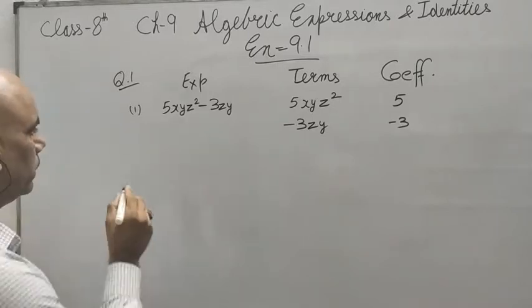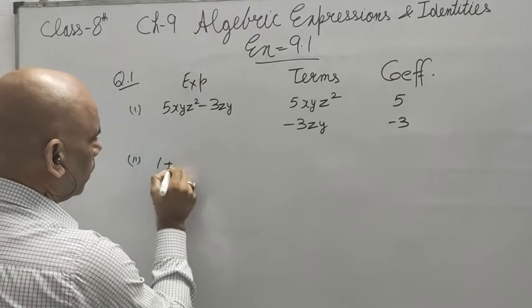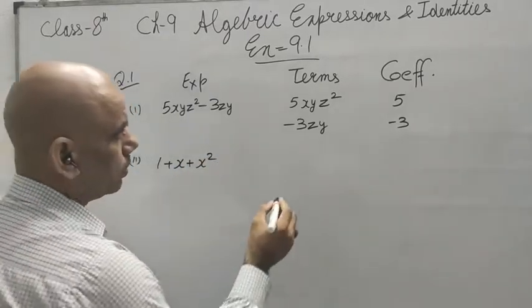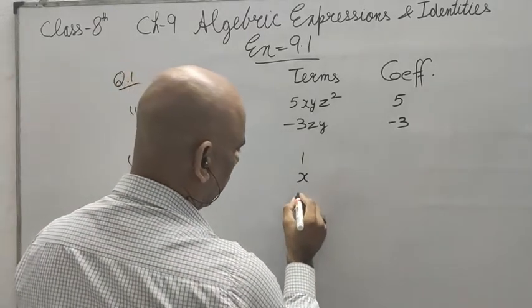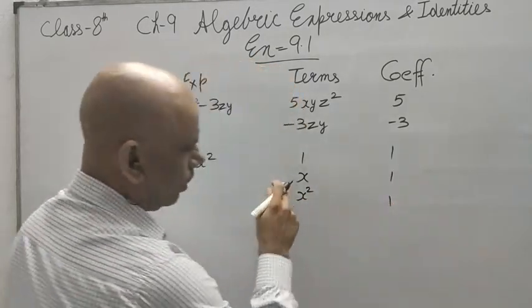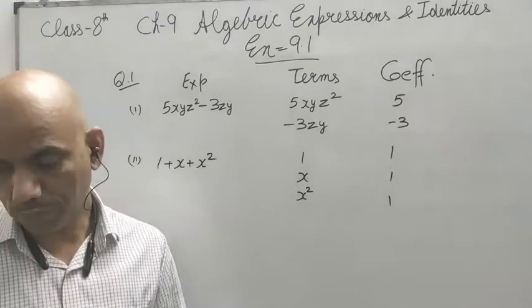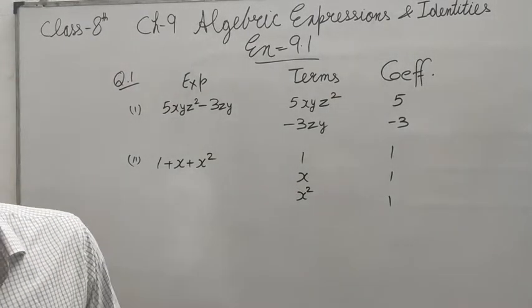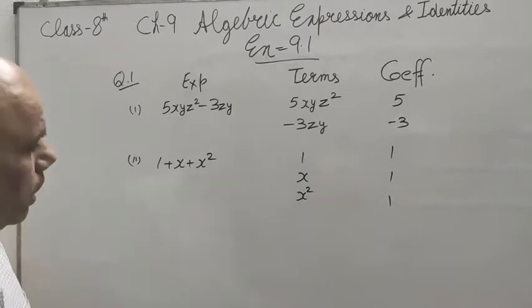The second one is 1 plus x plus x square. So the terms are 1, x and x square. What is the coefficient? 1, 1, 1. Because what is being multiplied with x? That is 1. So this way you will write the coefficients and terms.